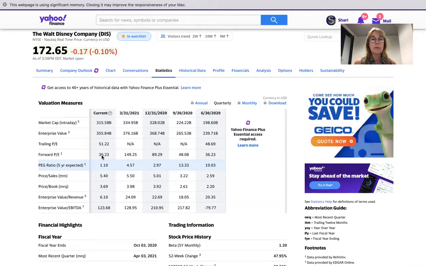And so you might have a situation when you get to the end of your summaries where you just say, hey, this is a good company, but it's a little pricey right now. So I would be recommending buying this after a dip or at a certain price.